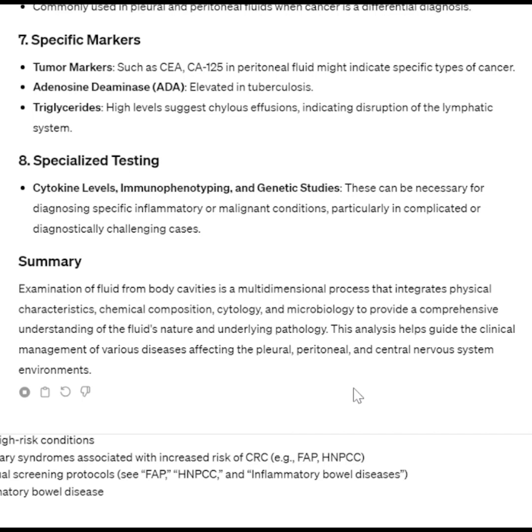Necessary for diagnosing specific inflammatory or malignant conditions, particularly in complicated cases. This analysis helps guide the clinical management of various diseases affecting the pleural, peritoneal, and central nervous system environments.